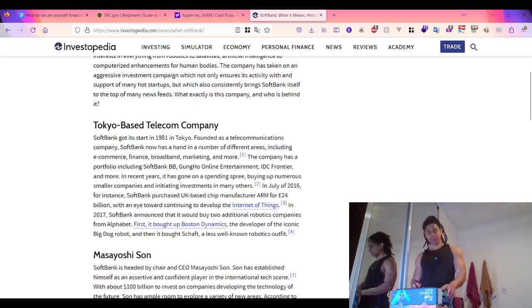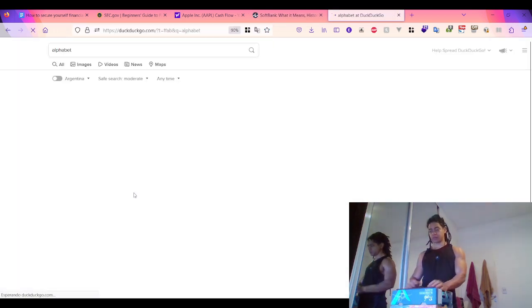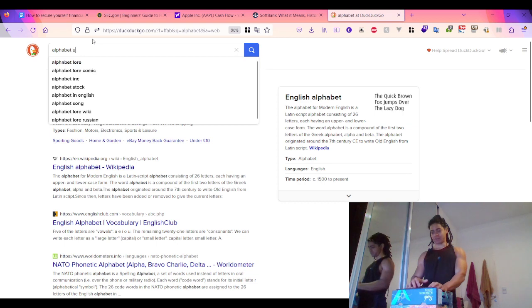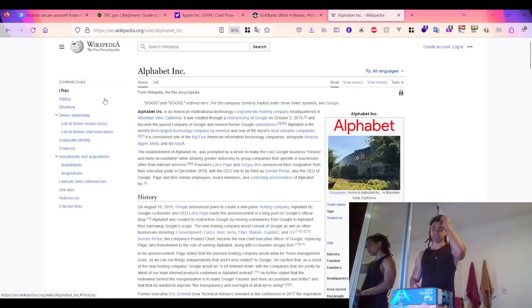So Alphabet is another equity investment. Alphabet, the English Alphabet, yeah, very funny, I need to be more specific. Alphabet Inc. Class A Google stock price news. So Alphabet is a multinational holding company that invests, much like SoftBank, primarily in technology companies.